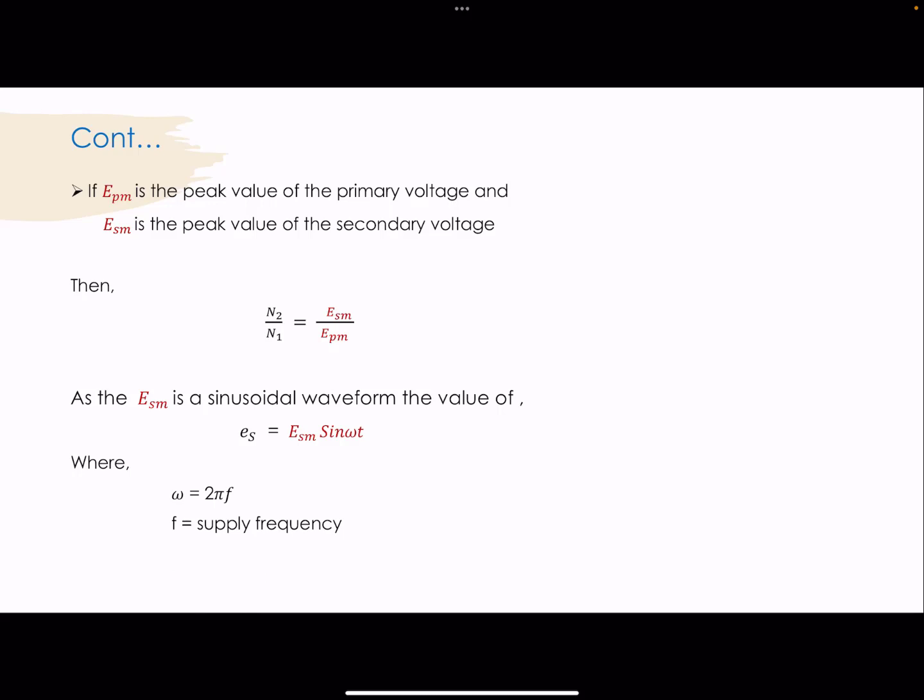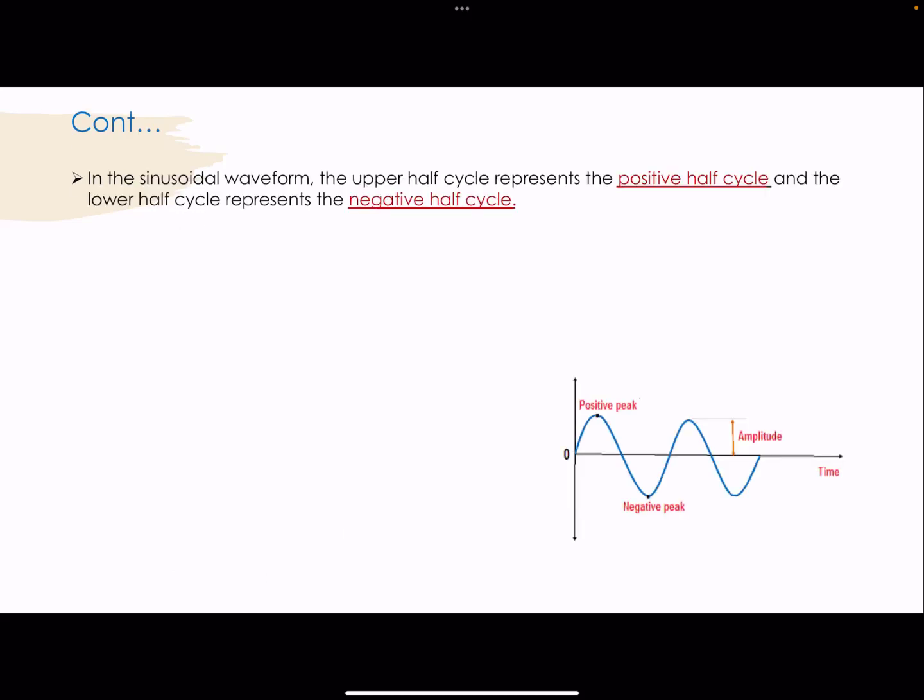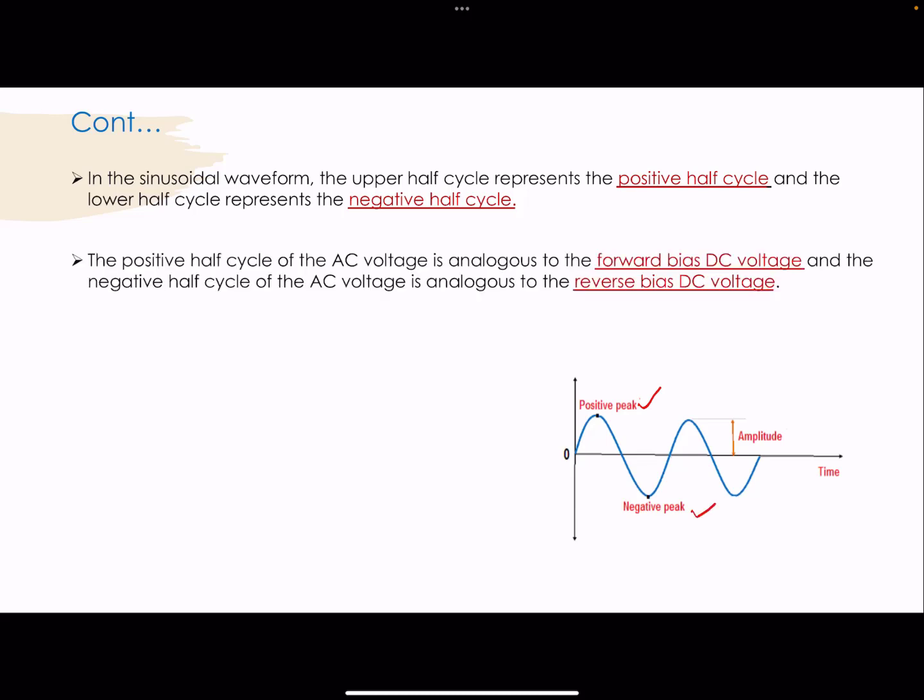And in the sinusoidal waveform, the upper half cycle represents a positive half cycle and the lower half cycle represents a negative half cycle. So if you see here, this is the sinusoidal waveform in which the upper half is representing the positive peak, whereas the lower half cycle is representing the negative peak. And the positive half cycle of the AC voltage is analogous to the forward bias DC voltage, and the negative half cycle of the AC voltage is analogous to the reverse bias DC voltage.